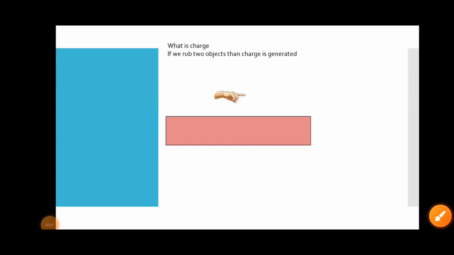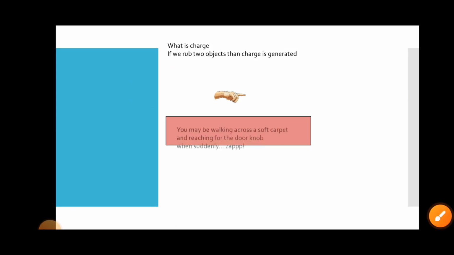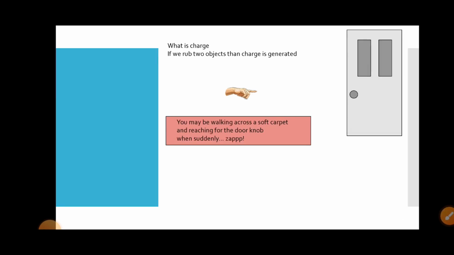So, what is charge? If we rub two objects, then charge is generated. If this is one object, this is another object, if we rub both, then charge is generated. Now, you may be walking across a soft carpet and reaching for the doorknob, which is metal, when suddenly, zap, you realize that when you touch the doorknob, you feel some electric shock, which is minor in nature.